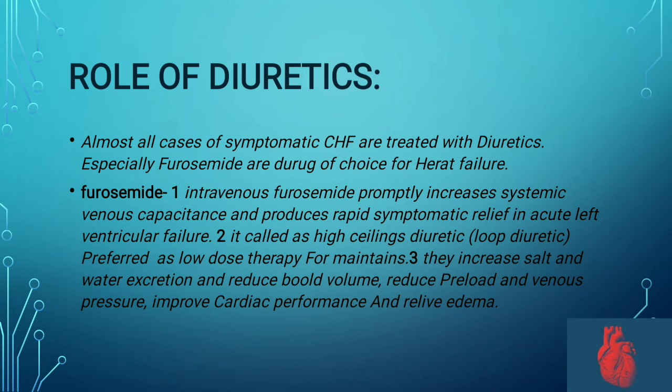Intravenous furosemide promptly increases the systemic venous capacitance and produces rapid symptomatic relief in acute left ventricular failure. They are also called high ceiling diuretics, that is loop diuretics. They are preferred as low dose therapy for maintenance. They increase salt and water excretion and reduce the blood volume. They also reduce the preload and venous pressure. They improve cardiac performance and relieve the edema.